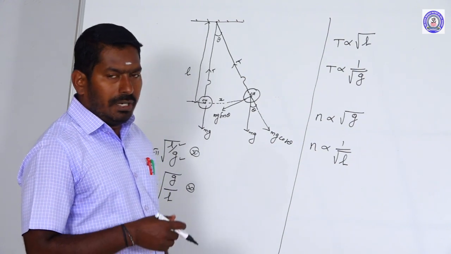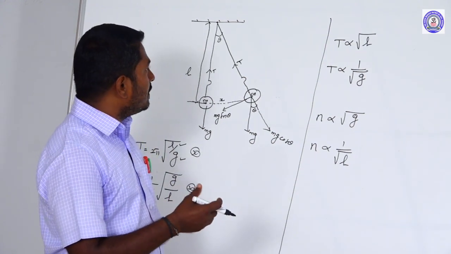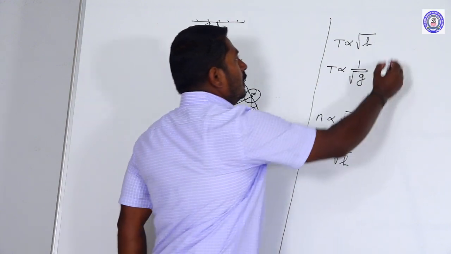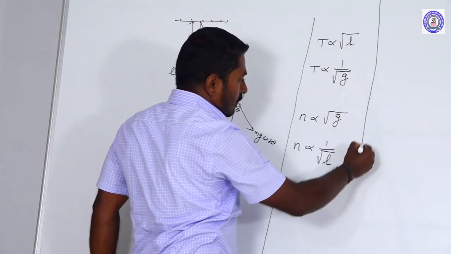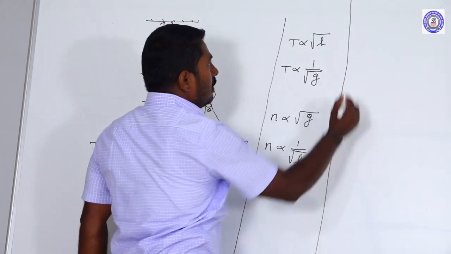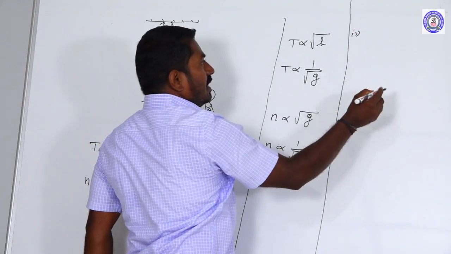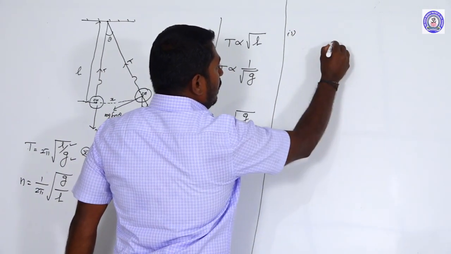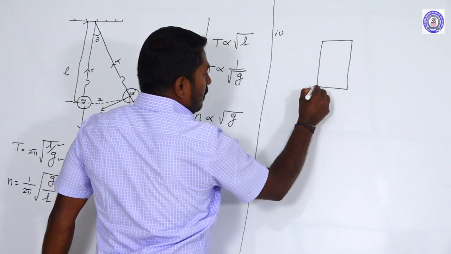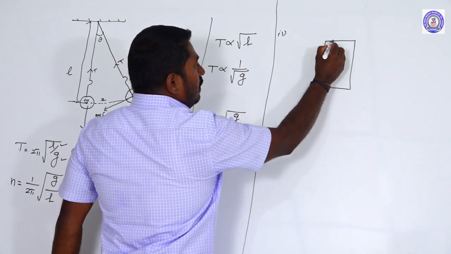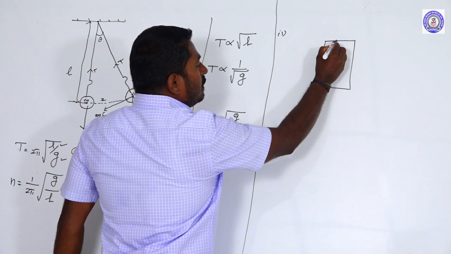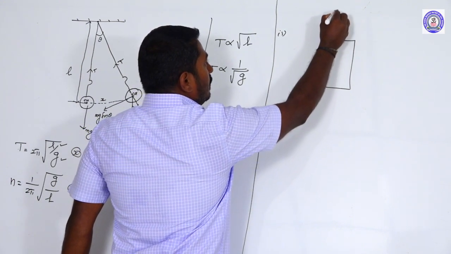Now we are going to deal with some special cases in the simple pendulum. First one, let us consider one lift. That rope is tied to the top end of the lift.